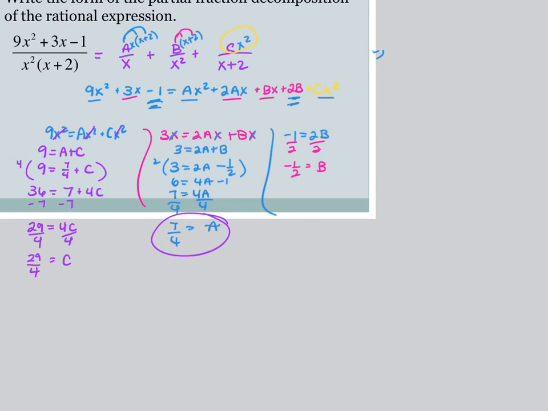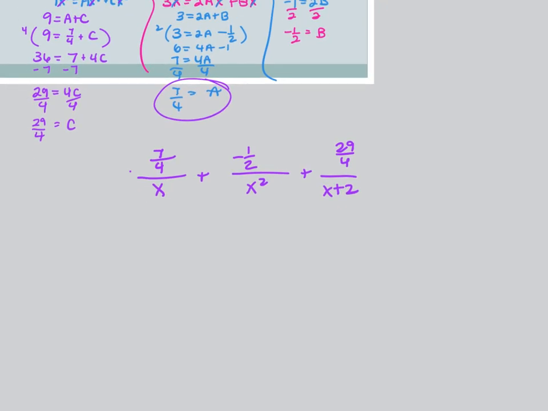So now when I rewrite this, the A is 7/4 over x. The B, negative 1/2 over x squared. And the C, 29/4 over x plus 2. But remember, the fractions can't stay on the top, and the negative can't stay on the top. So this becomes 1/4 times x minus 1/2 x squared, 29/4 x plus 1, or x plus 2.